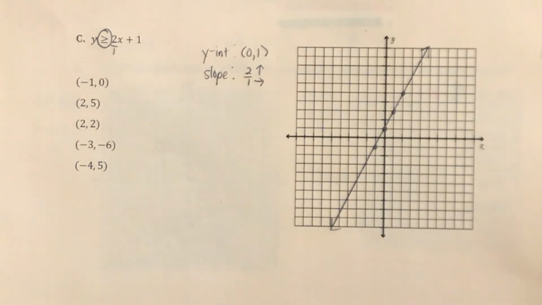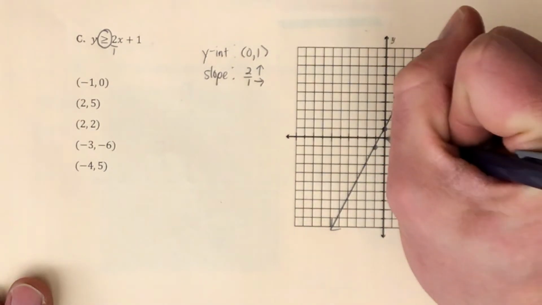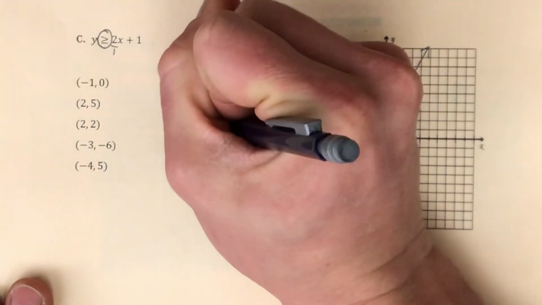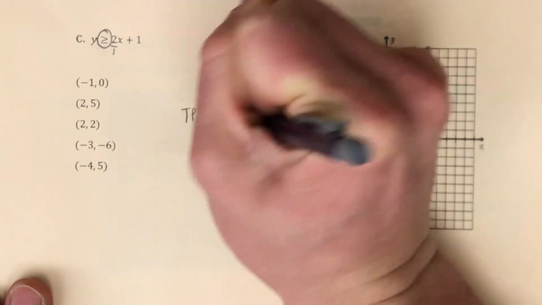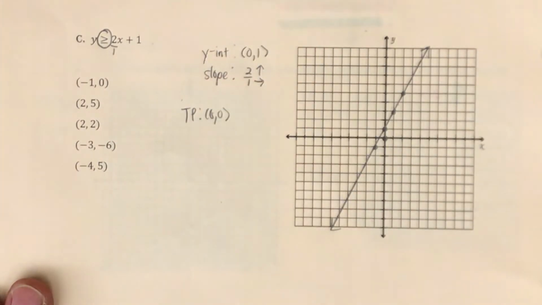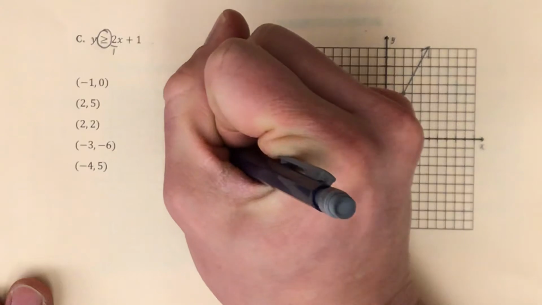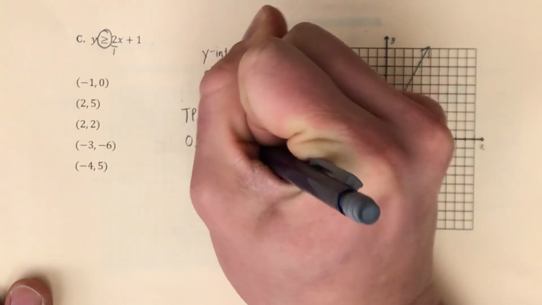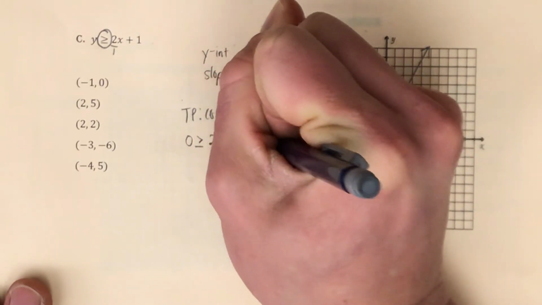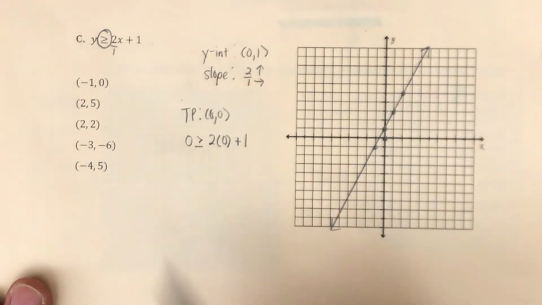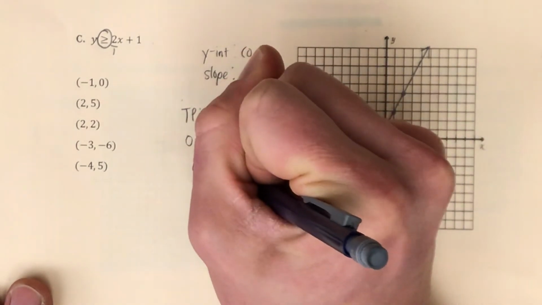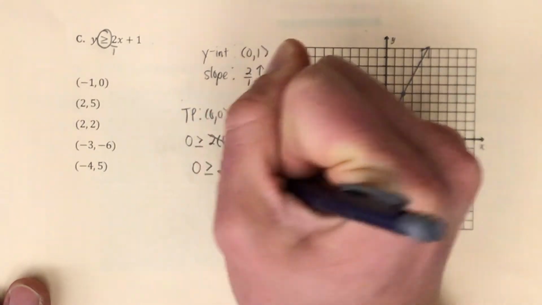All right, so next thing we need to do is use a test point. Well, we do not go through the point 0, 0, so I'm going to use that as my test point. It is below my line here. So my test point is going to be 0, 0, and I'm going to plug that into my linear inequality. So in for y goes 0, which is greater than or equal to 2 times in for x goes 0 plus 1. So 2 times 0, that's 0, so this cancels, and we're left with just 0 is greater than or equal to positive 1.